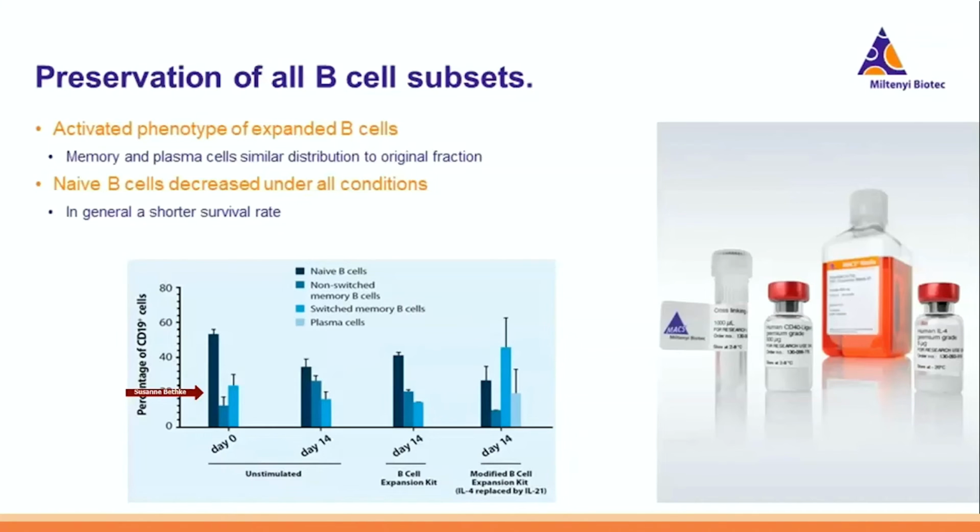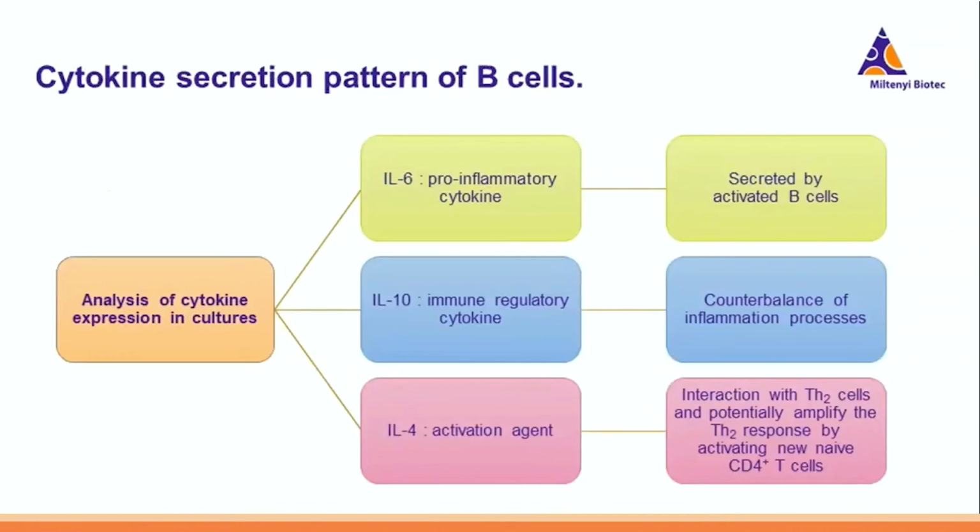And when you now have a look here on the right side, the modified B cell expansion protocol with IL-21, it looks a bit different. So you really have more switched memory B cells, and even plasma cells are popping up here. So you really see that we have a more mature, more switched status of the cells when you're using this protocol. And for this, you probably have to understand a bit what the different cytokines are doing. So we also did cytokine secretion patterns.